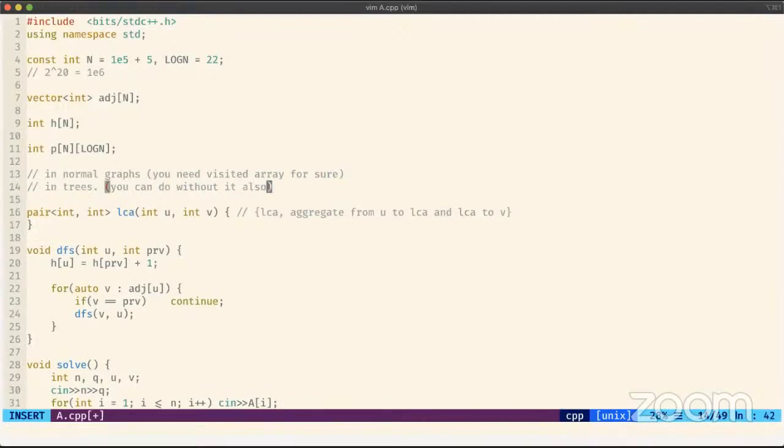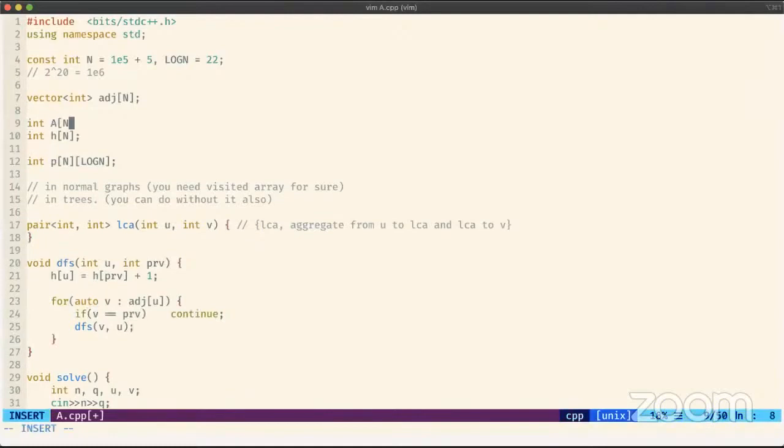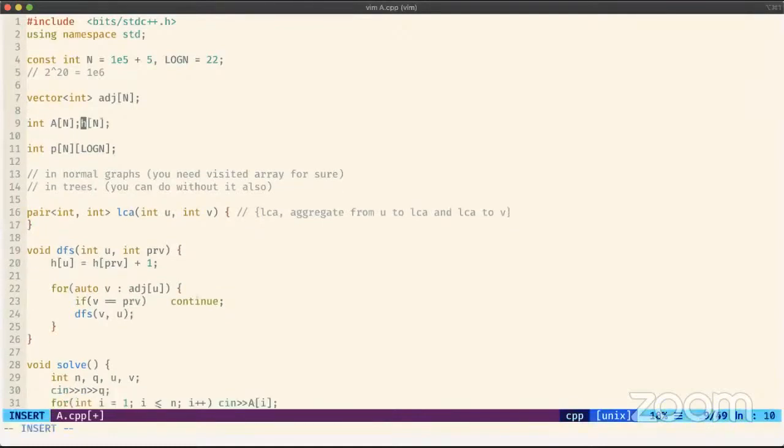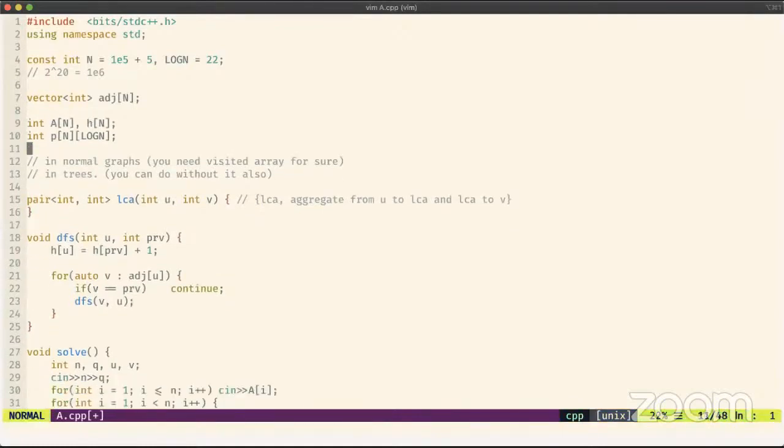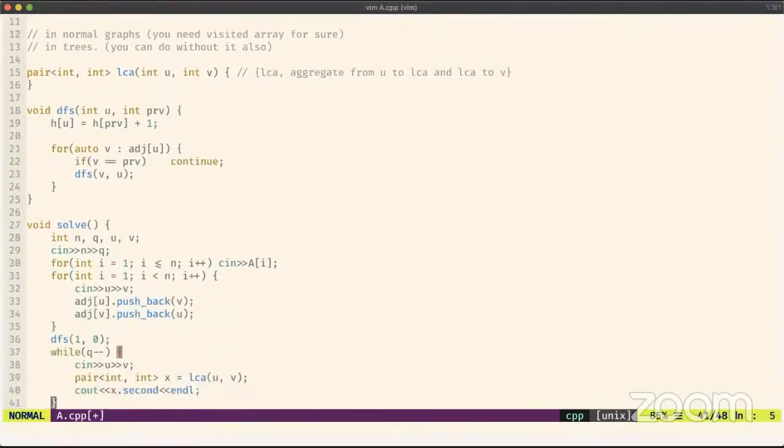Because notice my check for whether I'm not going into something again and again is this. If V is prev, I'll just continue. Basically, I won't go into the recursion again. So you can try to think that this function will actually not keep on visiting the same nodes again and again.